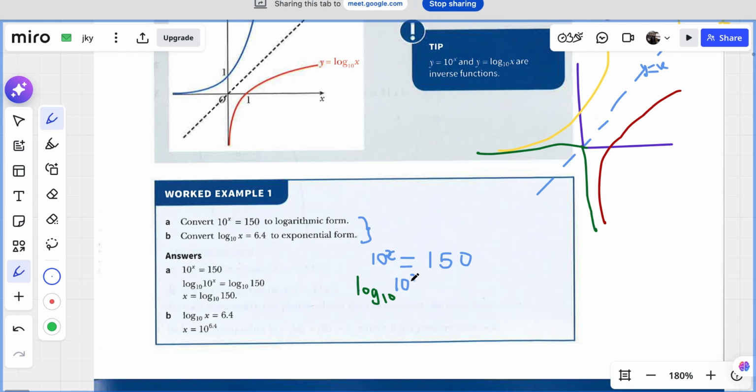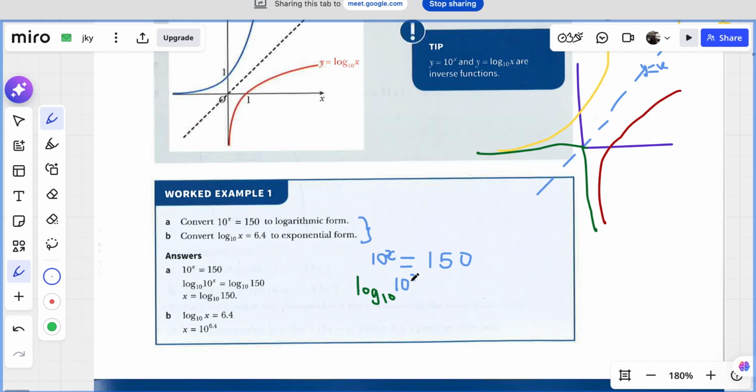On the right, we have to press our log base 10 of 150. But you can leave it like this because they say change it to a logarithm function. This one is only showing that you've changed it to a logarithm function. But if you want the final answer, you press on your calculator log 150.